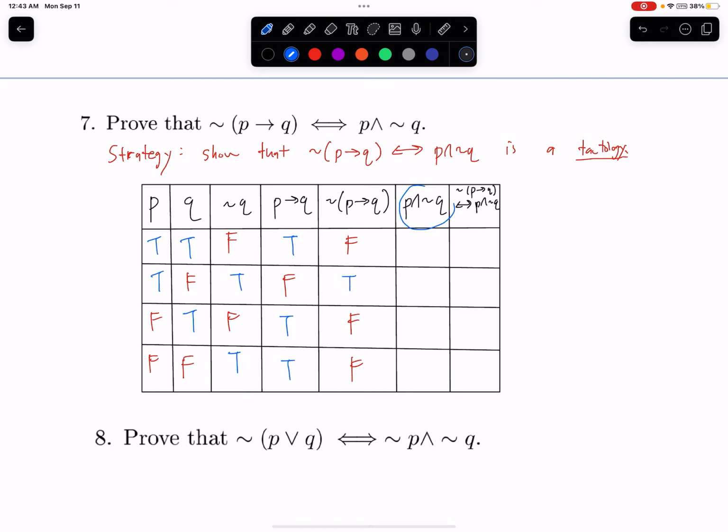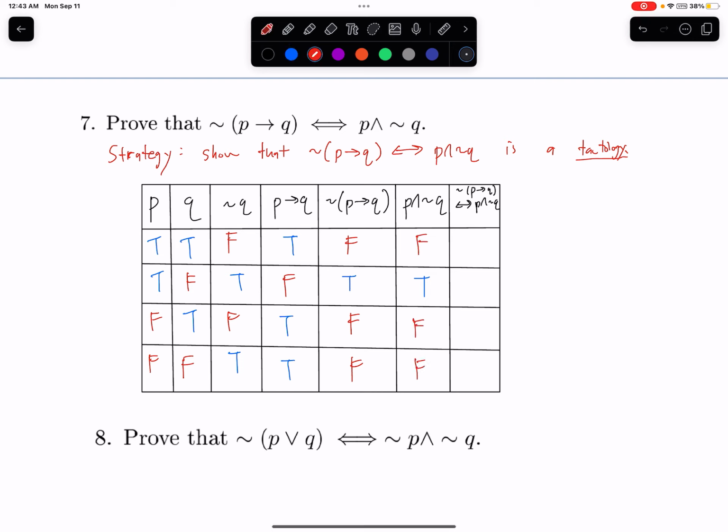Now I'm looking for P and not Q. That means this and that column. So the first and third column with an and in between. And in between means where are they both true? That's where it's going to be true. Right there in that second row. And that's the only time it happens. So the rest is false.